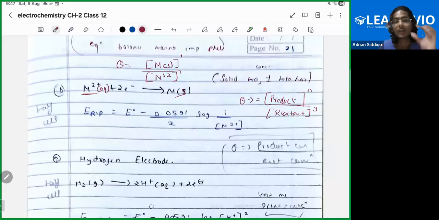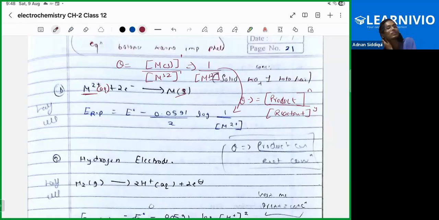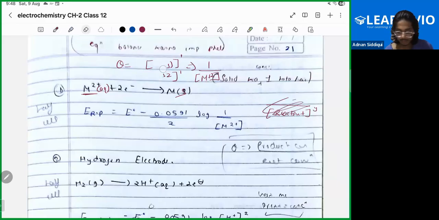As I told you, solid and liquid have unity concentration. So after solving this, we will get one here and the concentration of the aqueous species like this. This is the way you get the value for theta. So what you can learn from here is that only for aqueous entities will you use the concentration, and they might give you the concentration. But for solid or liquid, you have to use one as unity. Is it clear? Okay, let us take a few more examples.